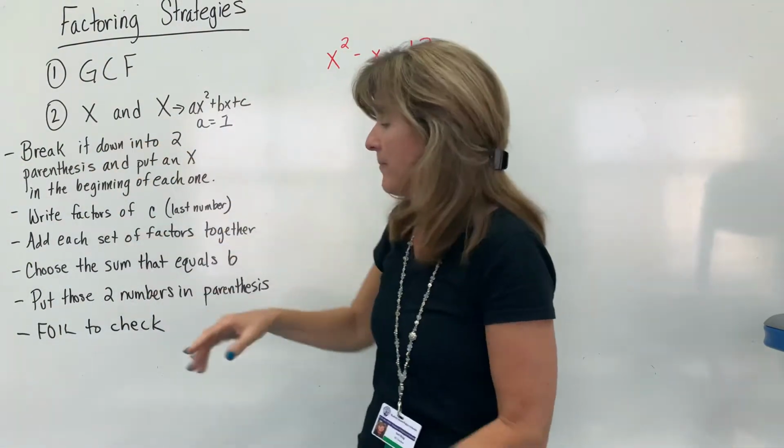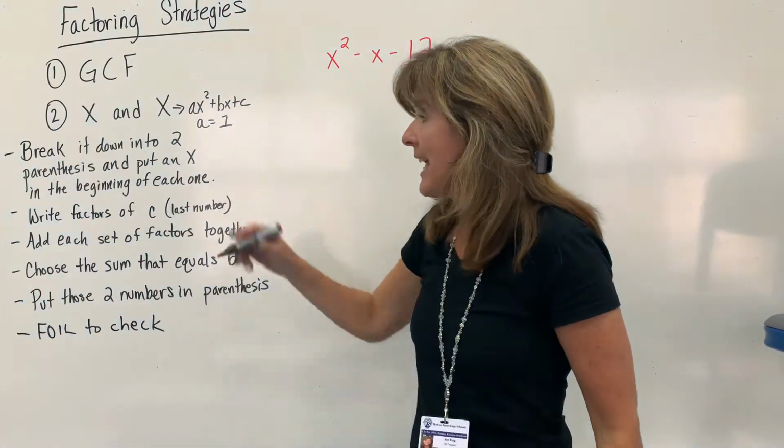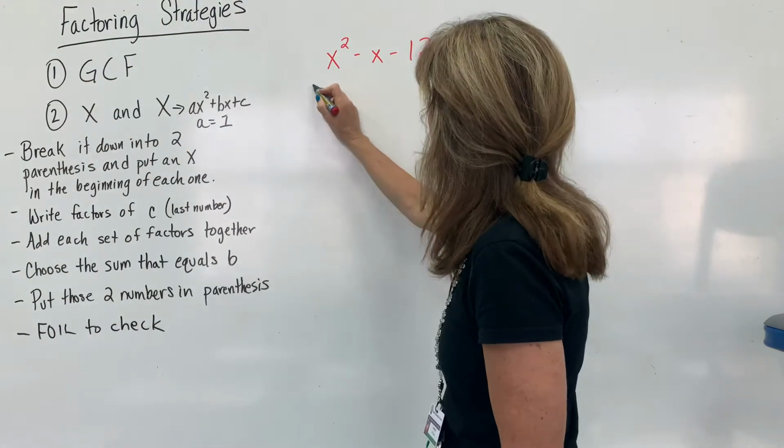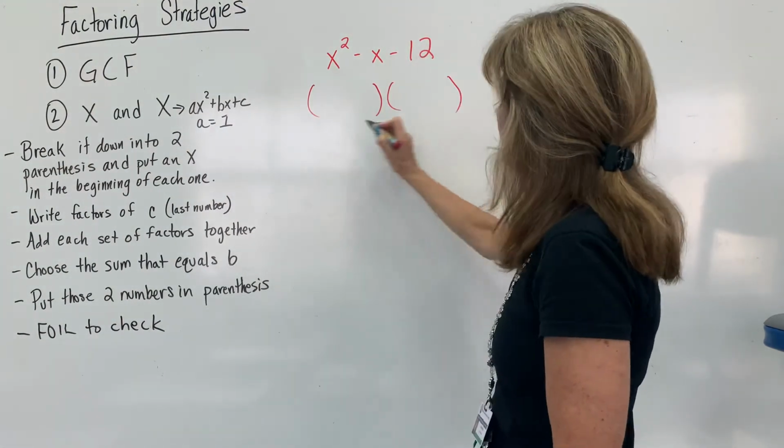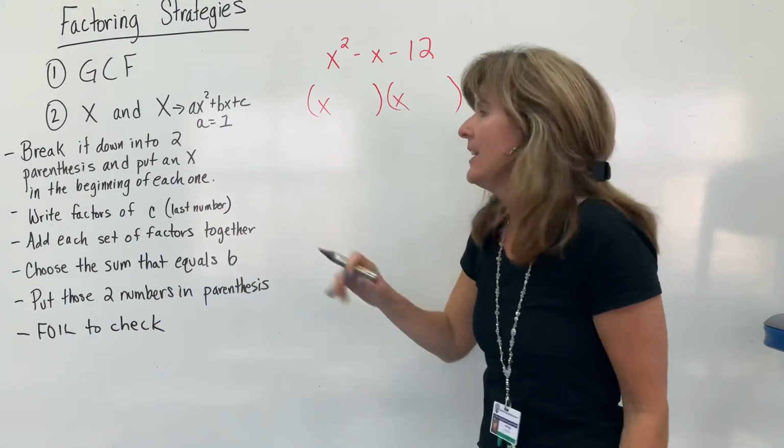X and X strategy. First step, break it down into 2 parentheses and put an X in the beginning of each one. 2 sets of parentheses, put an X here and an X here. That's why I call it X and X.